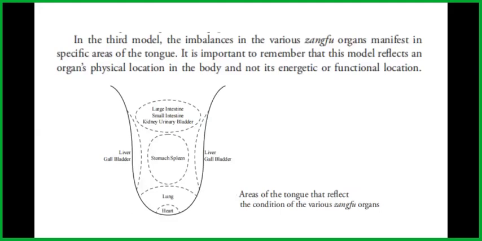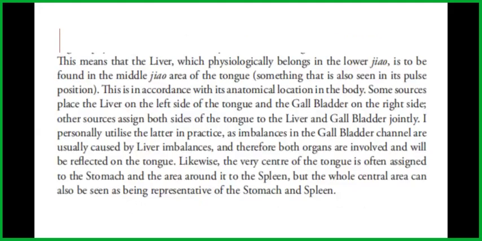In the third model, the imbalances in the various Zangfu organs manifest in specific areas of the tongue. It is important to remember that this model reflects an organ's physical location in the body and not its energetic or functional location. This means that the liver, which physiologically belongs in the lower jiao, is to be found in the middle jiao area of the tongue, something that is also seen in its pulse position.